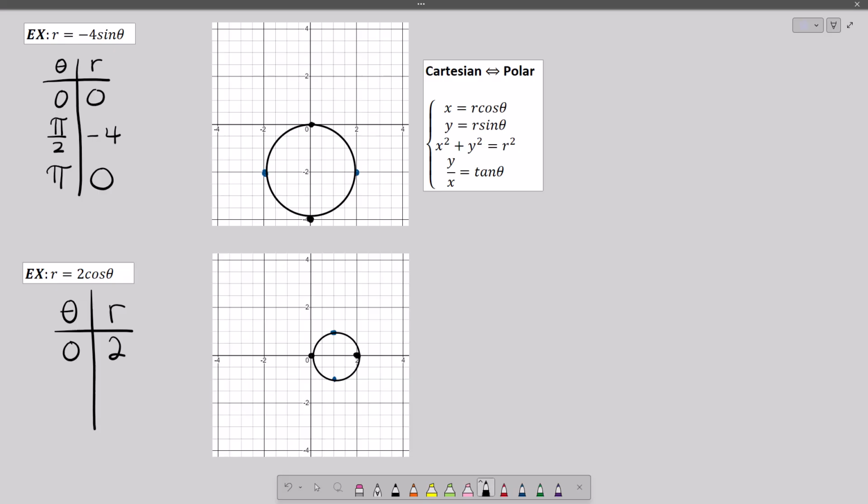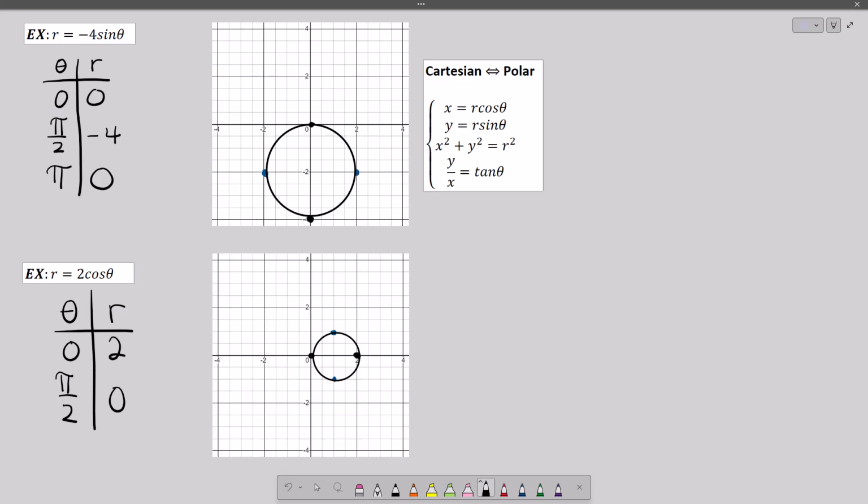And I didn't write down this point here. So pi over 2, cosine of pi over 2 is 0. And if you go over to pi and then to 3 pi over 2, you just start repeating. So the period of these is pi.